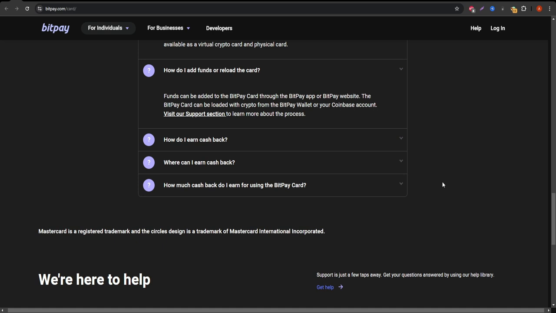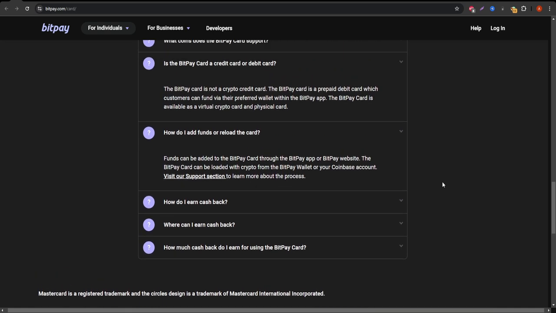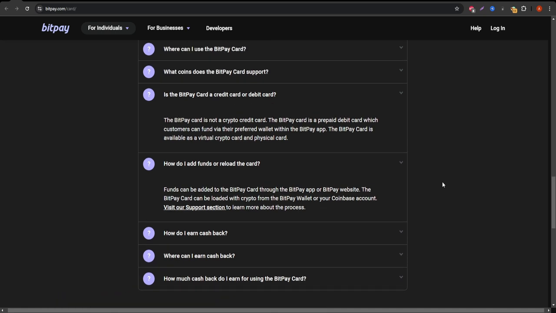Costs. The BitPay card comes with some initial and recurring fees. There is a one-time issuance fee for the physical card, and you may encounter fees for ATM withdrawals, or if your card remains inactive for a certain period of time. However, the absence of foreign transaction fees makes it appealing for international users.